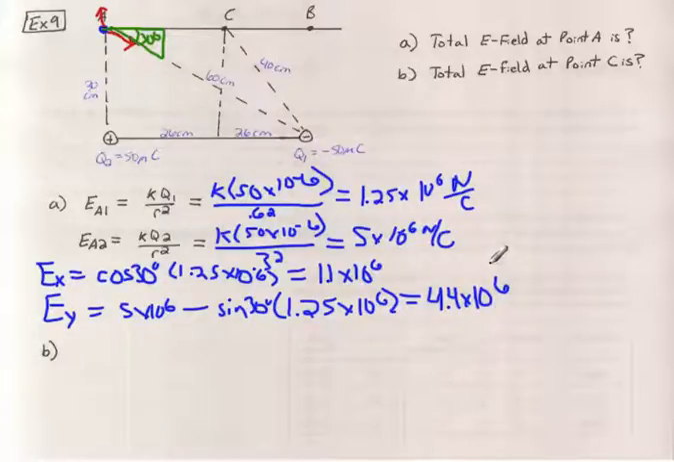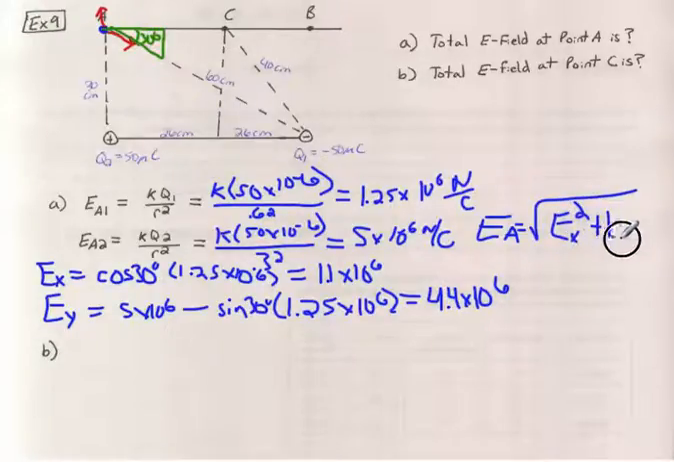Okay, so then the overall field, you'd use the Pythagorean theorem and say E at A total is going to be the square root of EX squared plus EY squared, and plug that in your calculator. I'm not going to actually show it there, but you plug it in and you get about 4.5 times 10 to the 6th newtons per coulomb.